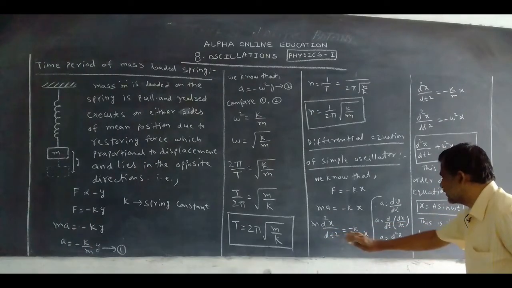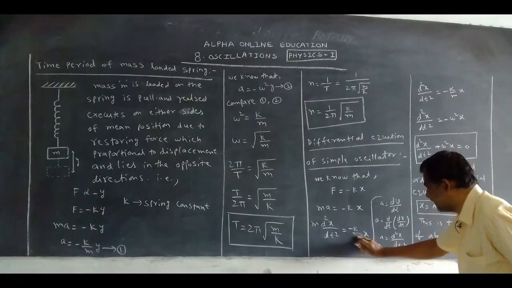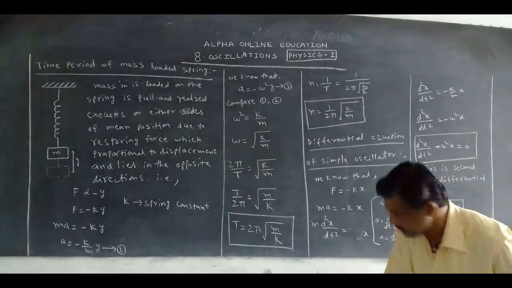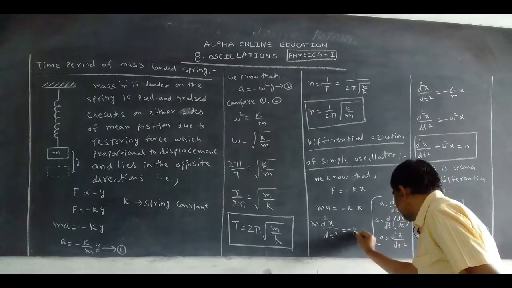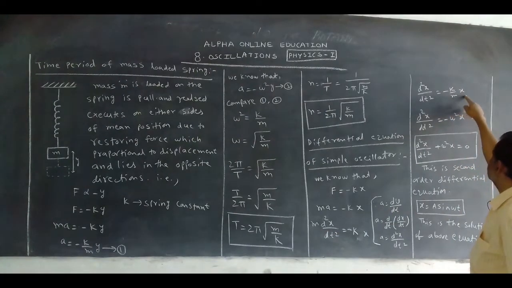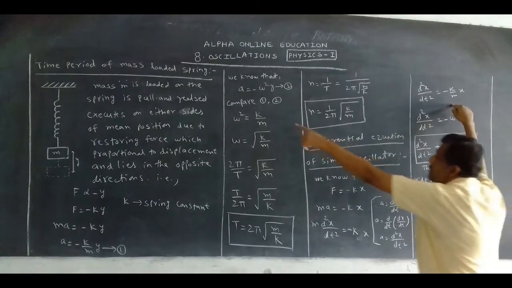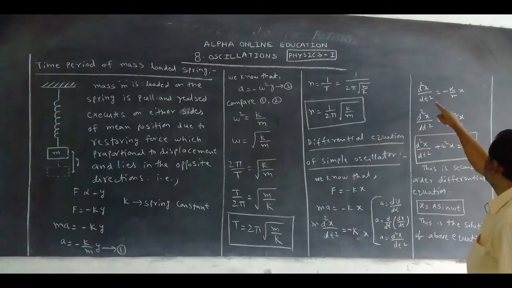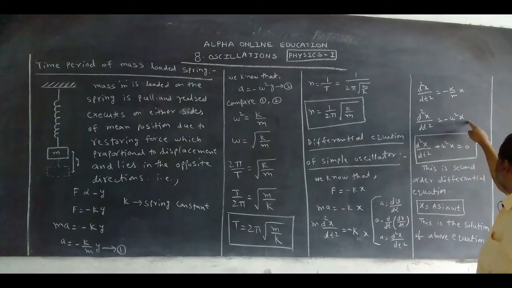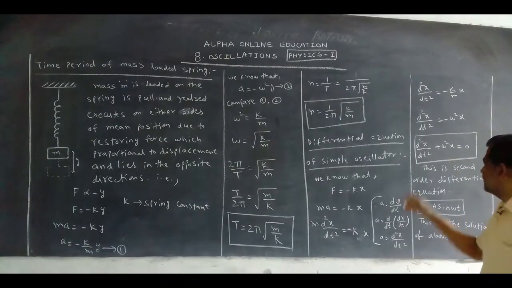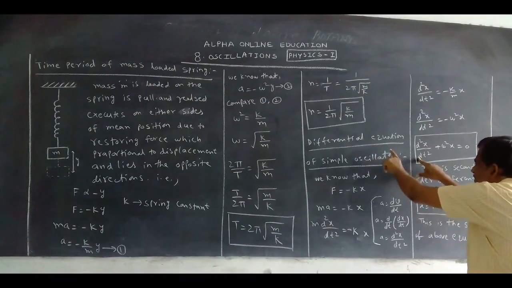Sorry, don't take m here. ma = -kx, take m here: d²x/dt² = -(k/m)x. What is k/m? k/m = ω². So d²x/dt² = -ω²x. Taking it to this side it becomes plus: d²x/dt² + ω²x = 0. This is the differential equation of a simple oscillator.